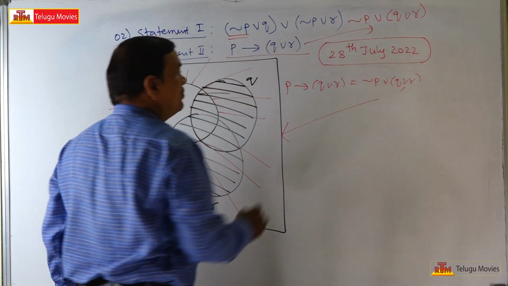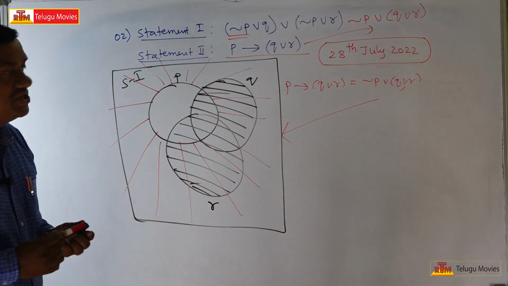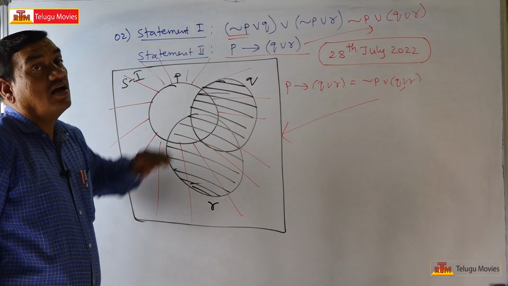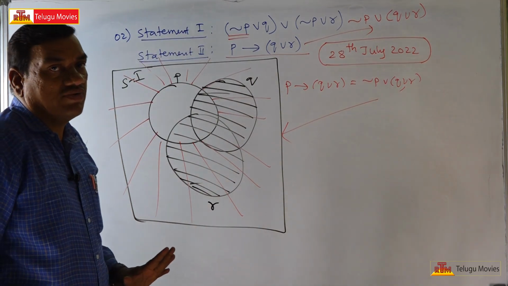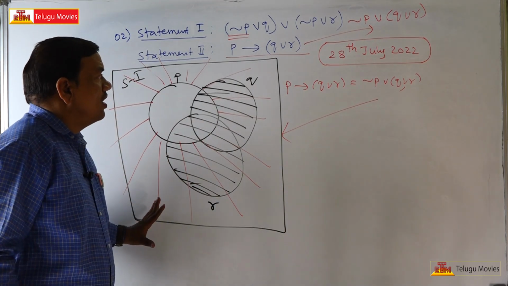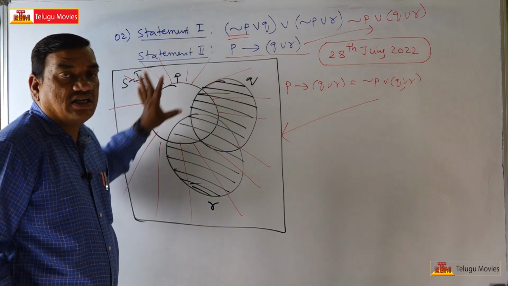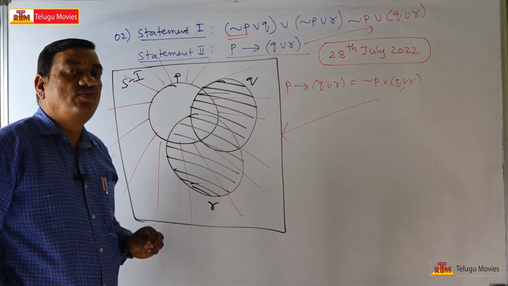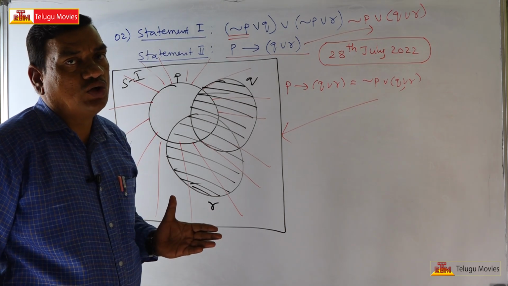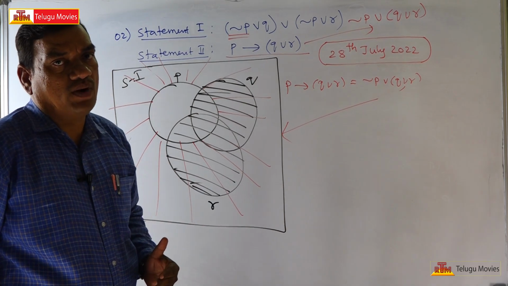For this also you will get the same Venn diagram. Therefore the given two statements are equivalent. That's all, that's your answer. Understand? So better you draw the statements in terms of Venn diagrams. The problem will be solved very, very easily. So I hope that you understand the solution. Let us go for the next problem.